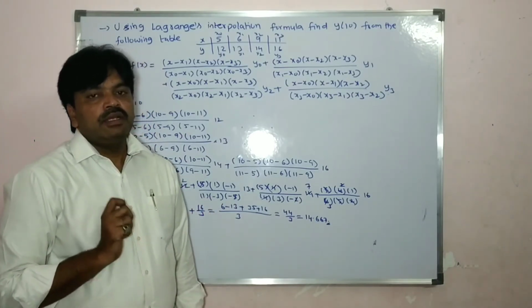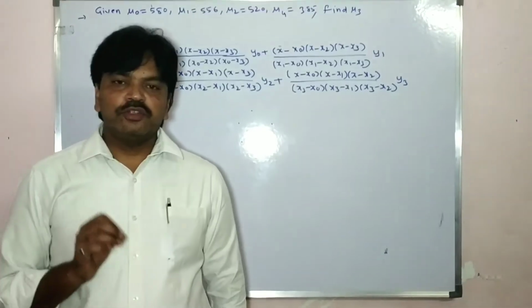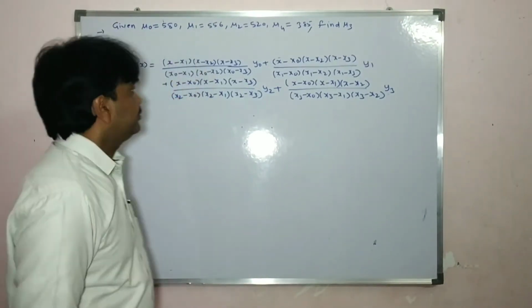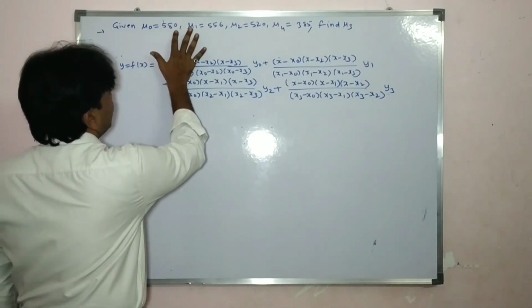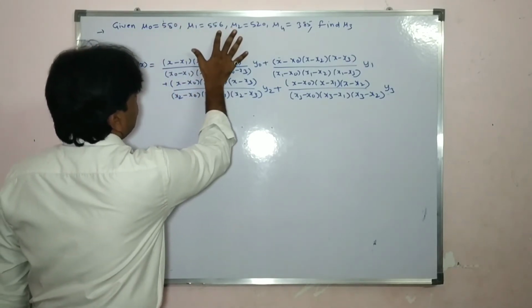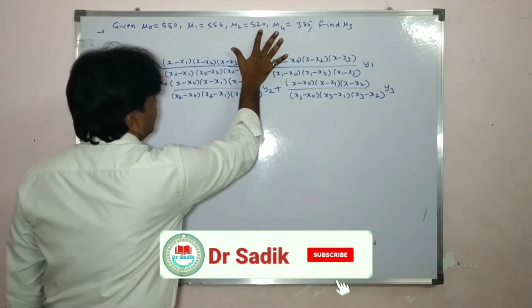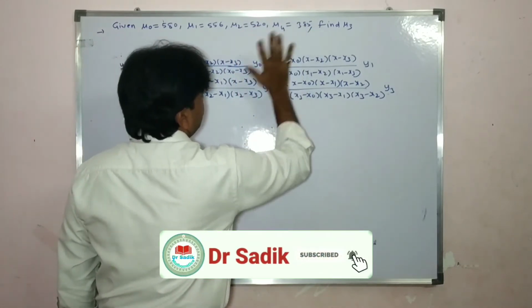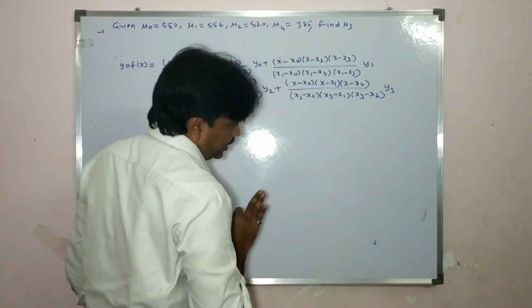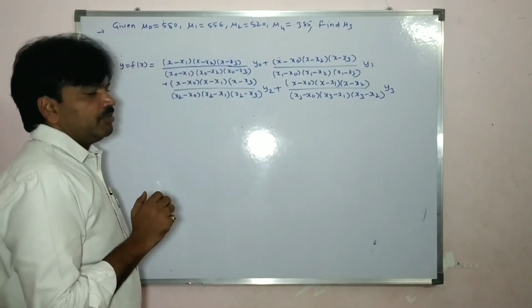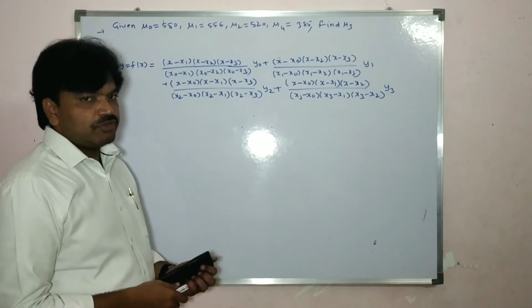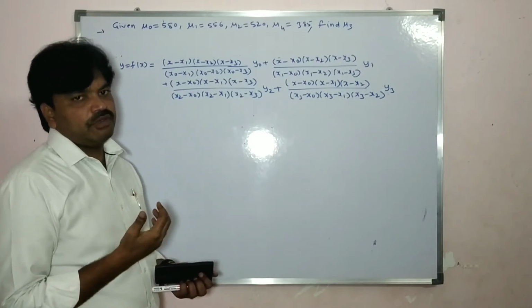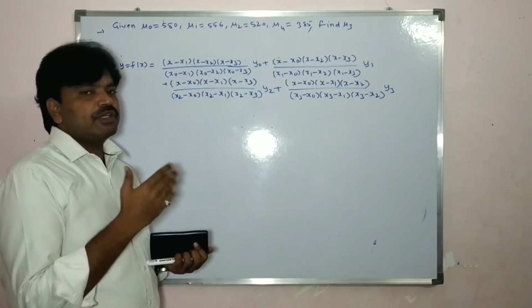Okay. Let us see another problem. Write down the problem, students. Given mu naught is equal to 580, mu 1 is equal to 556, mu 2 is equal to 520, and mu 4 is equal to 385. Find mu 3. Okay students, a little bit different model. What is the table value? What is x value and what is y value? It is enough to find what is x and what is y.